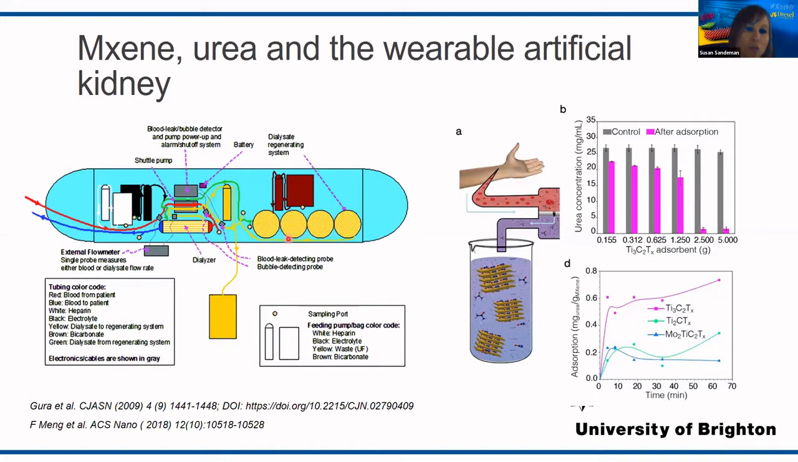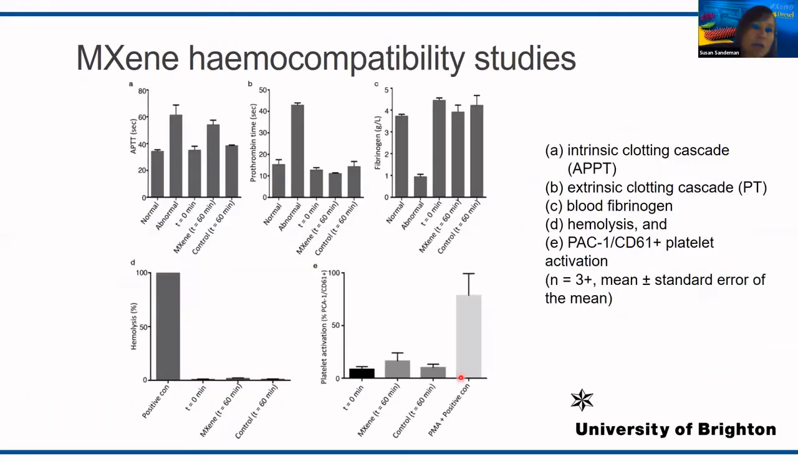And so this project was looking at whether urea could be removed by MXenes. And so Fayen looked particularly at these three MXenes and found that Ti3C2 was most efficacious in absorbing urea. And our role in it was to look at hemocompatibility of the MXenes. So these are the results we showed, looking particularly, so this is a simple 60-minute contact assay with healthy blood.